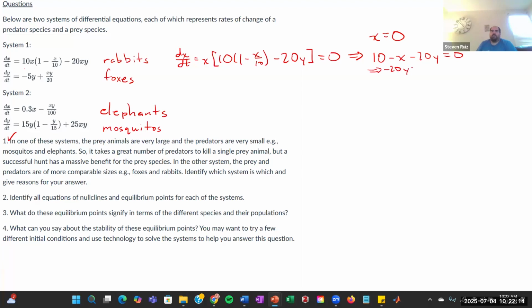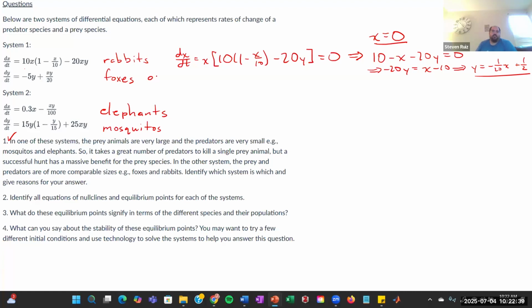Negative 20y equals x minus 10. Y equals negative 1 over 20x plus a half. So these are my null clines for equation 1, or dx/dt, from system 1.